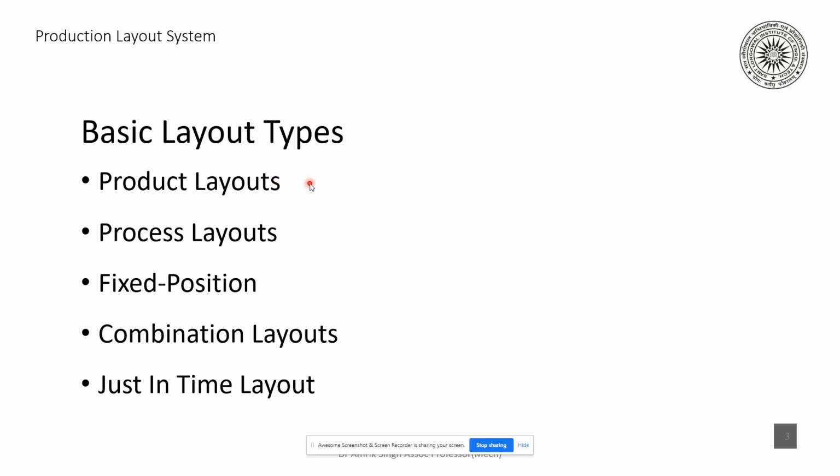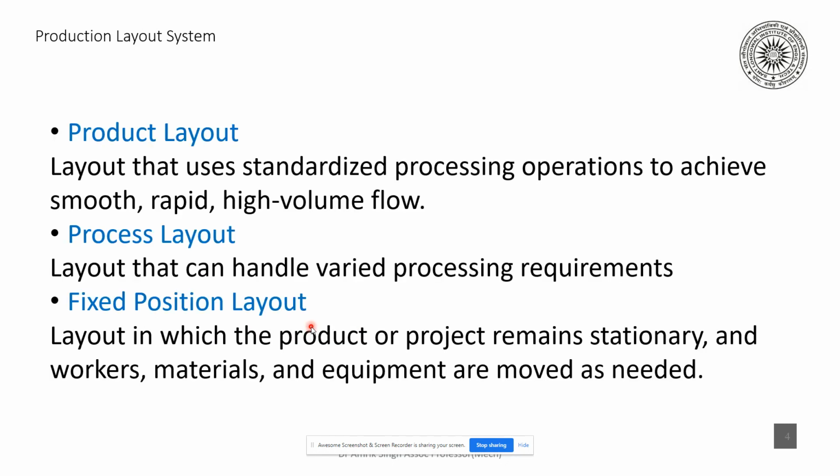So first is the product layout. Second type is the process layout. Third is the fixed position layout. And the fourth one is a combination of all these three. And the fifth one is JIT, or the just-in-time layout. So let us try to understand the difference between all these.